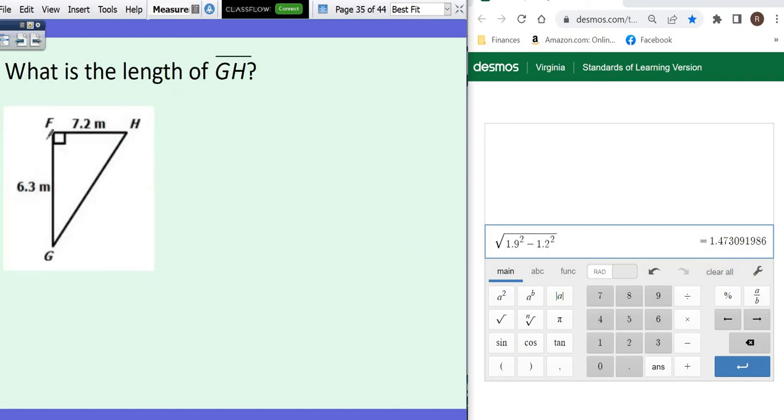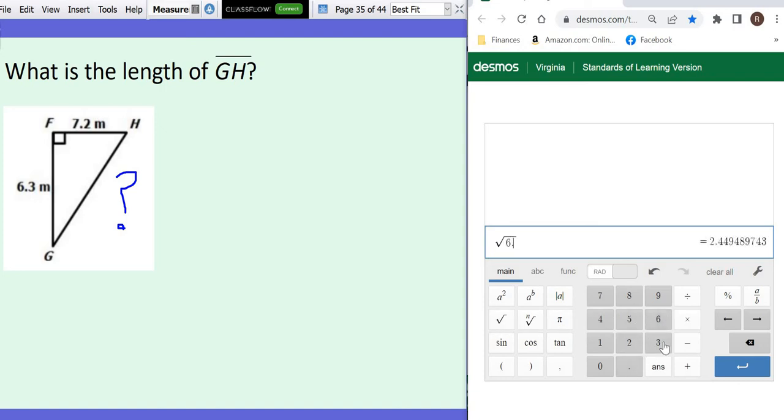All right, this one is a right triangle, and it wants to know the length of GH. So this is what you're looking for. Well, that is the hypotenuse across from the right angle. So this time you've got two legs. When you have two legs, you use a key to find the missing length.